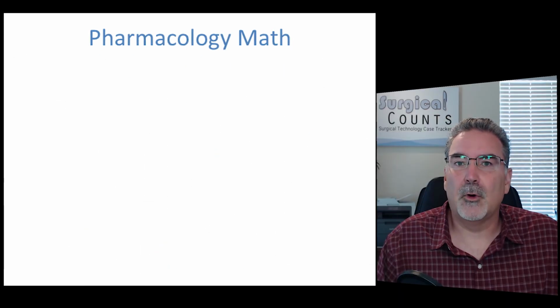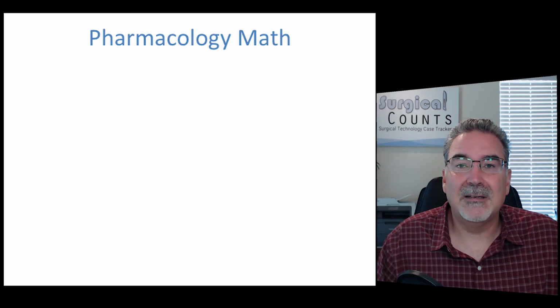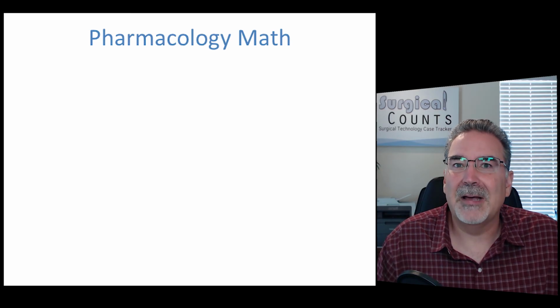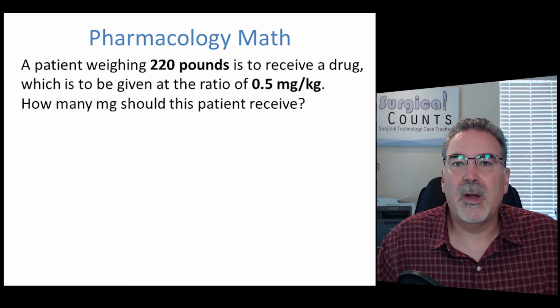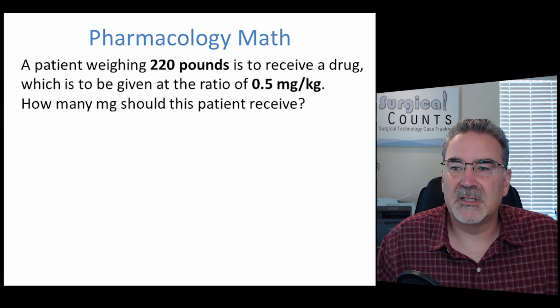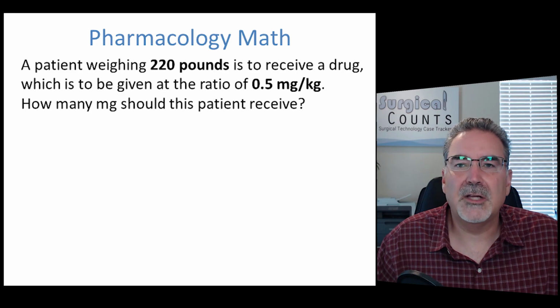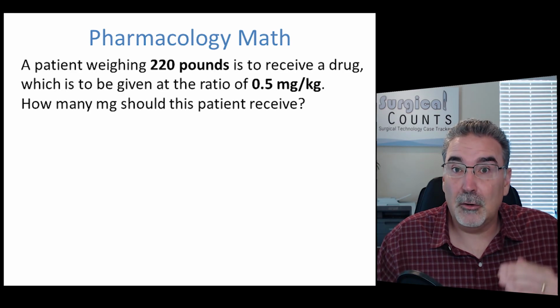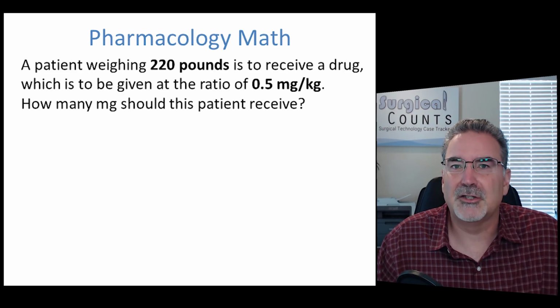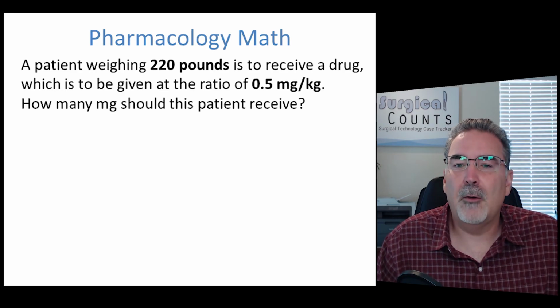So let's take a look at one more problem, this one involving weight and dosages, so that I can show you the wide variety of problems that Burger Math can solve. A patient weighing 220 pounds is to receive a drug which is to be given at a ratio of 0.5 milligrams per kilogram. That means the dosage changes depending on the patient's weight. So how many milligrams should this patient receive?